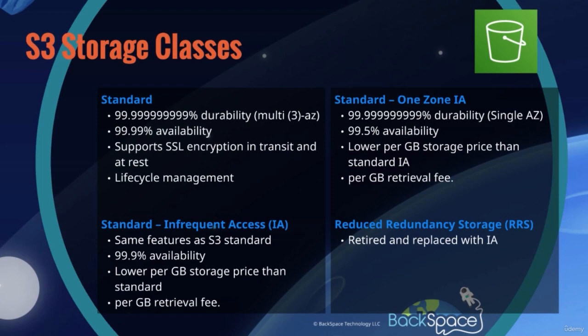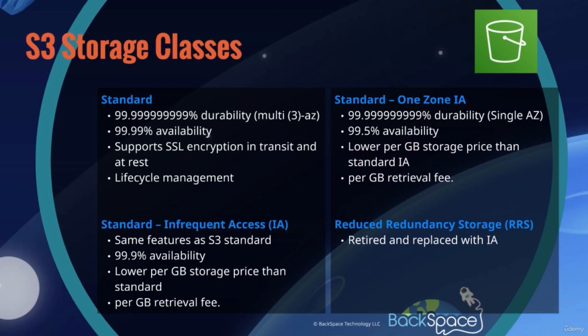So this is for infrequently accessed objects to give you a bit of saving there. The next one there is Standard One Zone Infrequent Access. That's going to be similar to the standard infrequent access. It's going to have a similar durability. The difference is that the replication is only going to occur in a single availability zone.